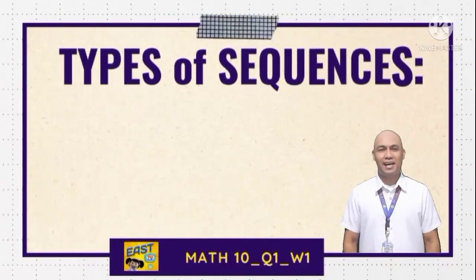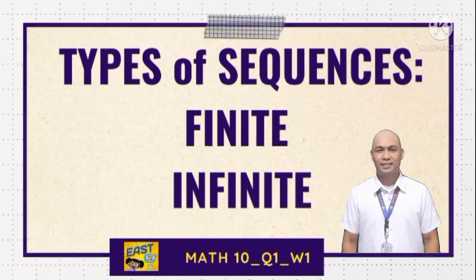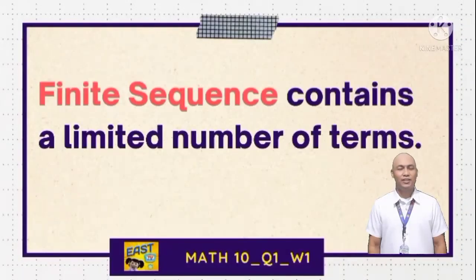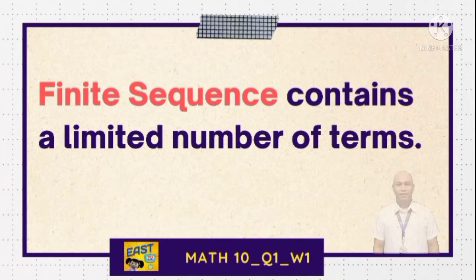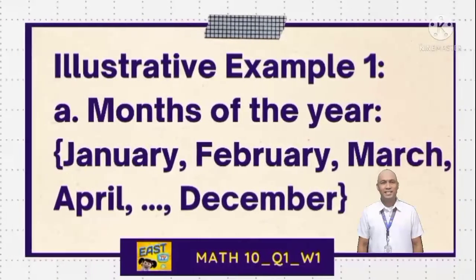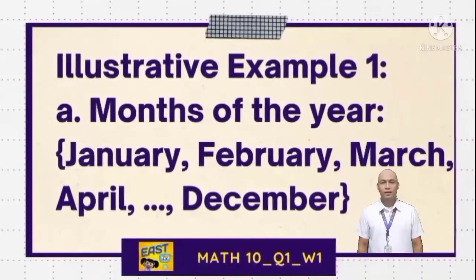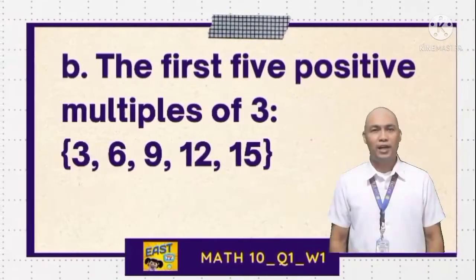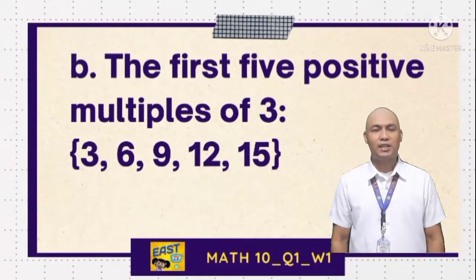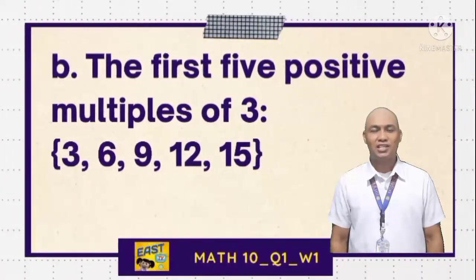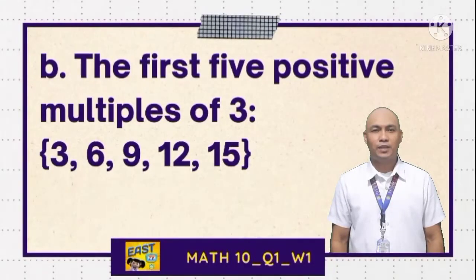Sequences are classified as finite and infinite. A finite sequence contains a limited number of terms. This means it has an end or a last term. Let us consider these examples. Example 1: months in a year, we have January, February, March, April, and up to December. For letter B, the first 5 positive multiples of 3 are 3, 6, 9, 12, and 15. So those are examples of finite sequence.